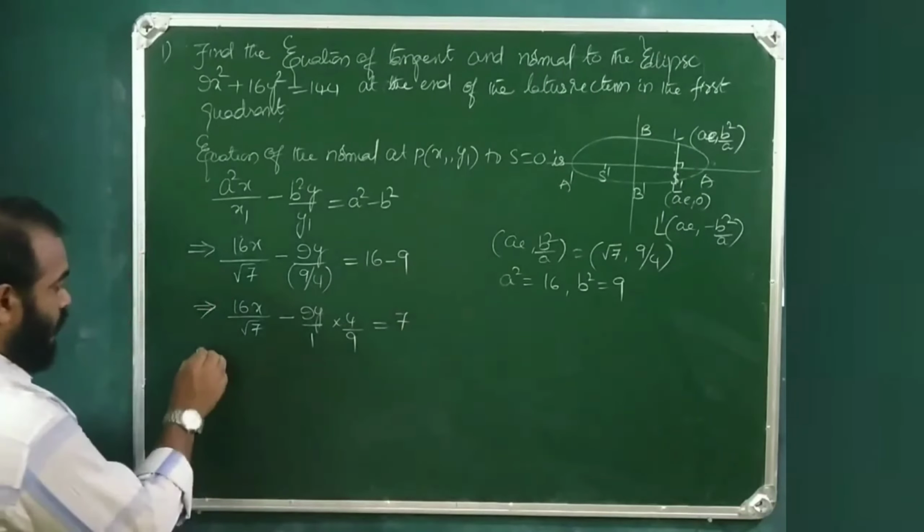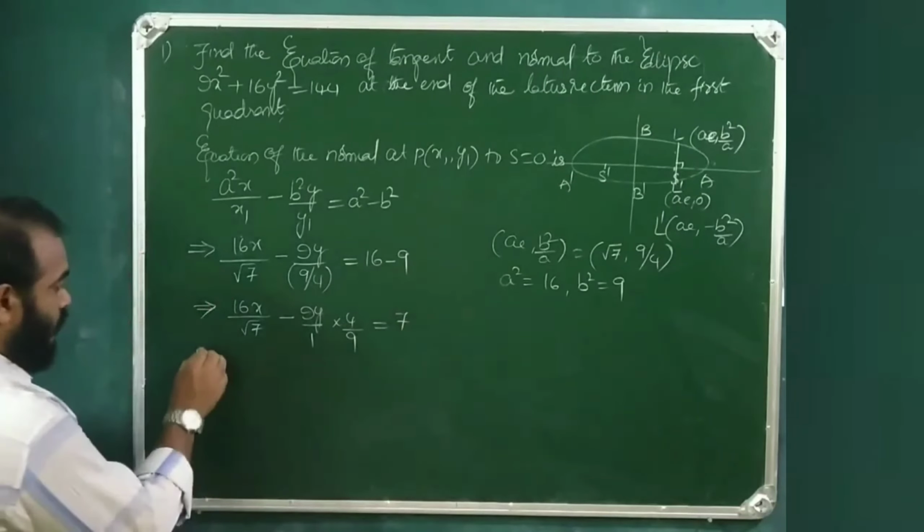If a tangent to the ellipse x square by a square plus y square by b square equals 1, where a is greater than b, is given, that means the ellipse is going to be like this. This is our ellipse. And this x-axis is our major axis and this y-axis is our minor axis.